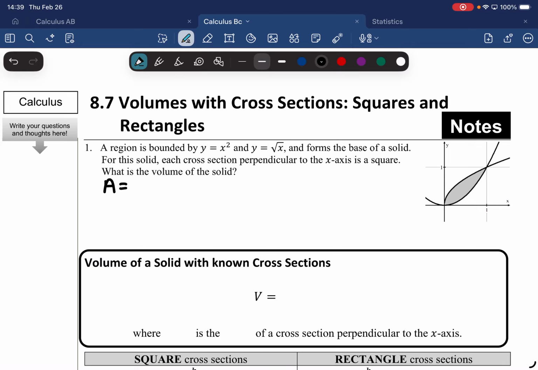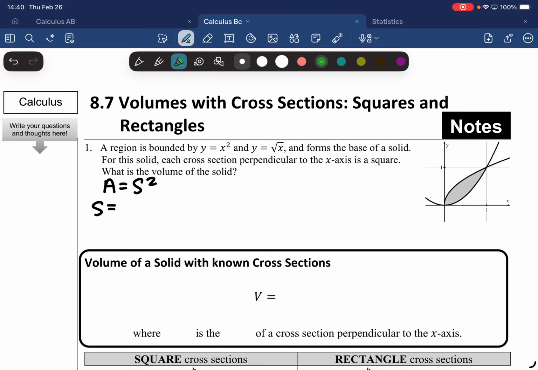Say that again? No, area. That's perimeter. But it's a square. Length squared, or s squared. Side squared, right? Because they're all the same size because it's a square. And so s in this case is going to be our top function minus our bottom function.